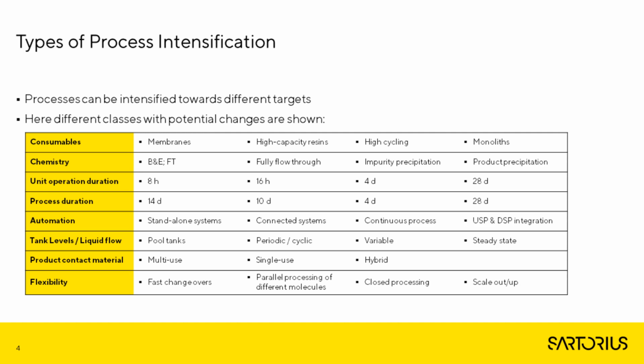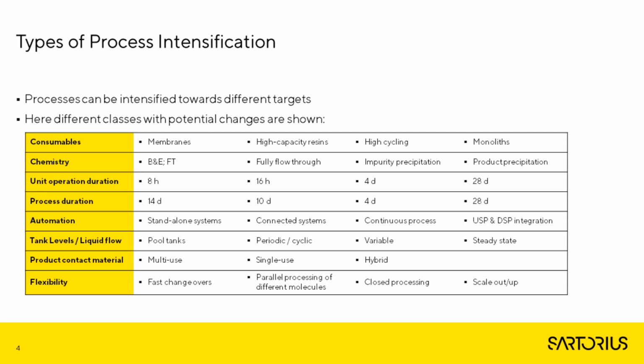Another also important aspect is the automation. What strategy is the customer pursuing here? Do we talk about standard standalone systems, connected or even continuous processes with interlinked units, or even USP and DSP integration? When talking about connected or continuous processes, we have surge tanks in between, so we can optimize the tank levels and the liquid flow in and out of these tanks.